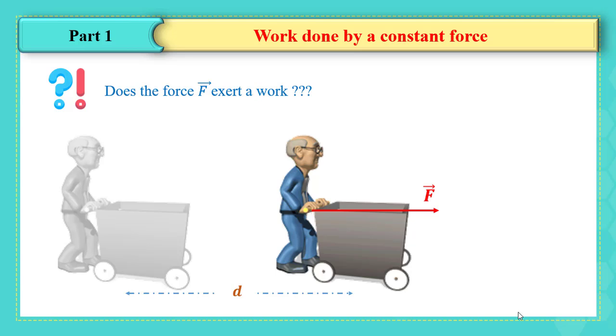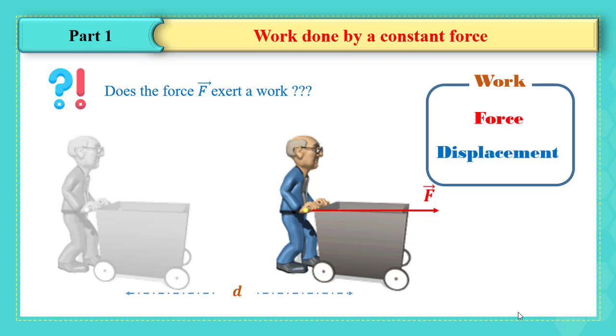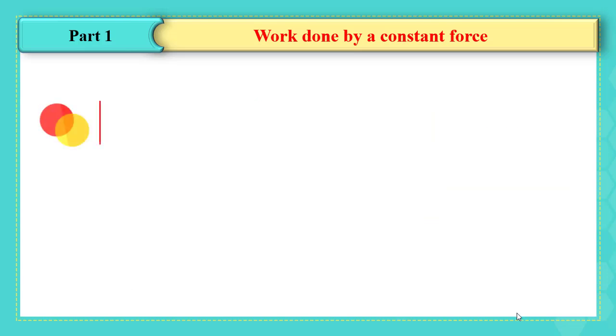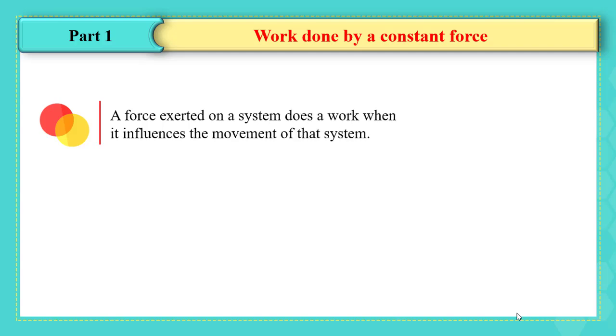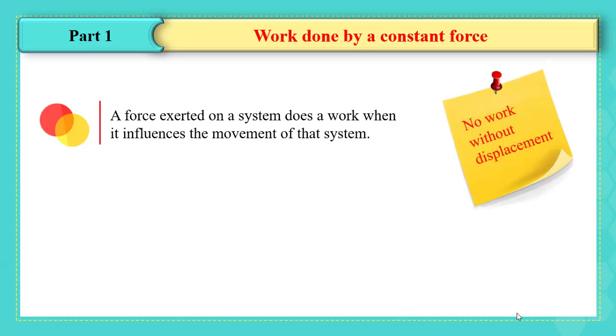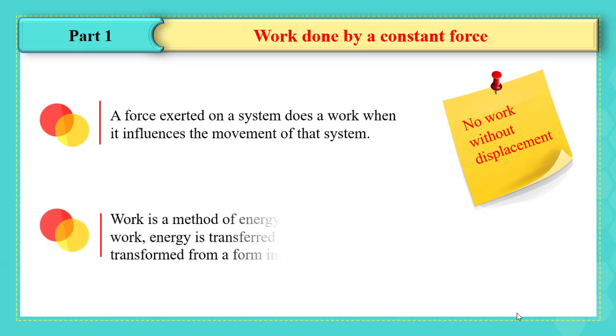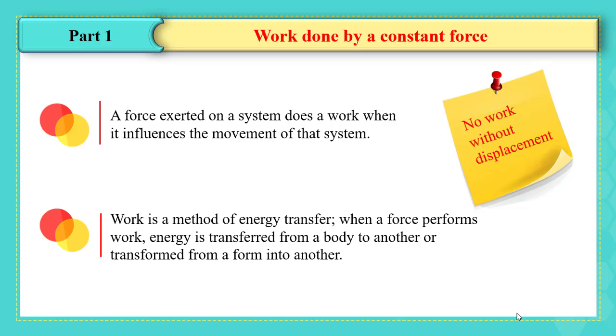We can say then that there should be both a force and a displacement for work to be done. We conclude that a force exerted on a system does work when it influences the movement of that system. There is no work without displacement. Besides, work is a method of energy transfer. When a force performs work, energy is transferred from one body to another or transformed from one form into another.